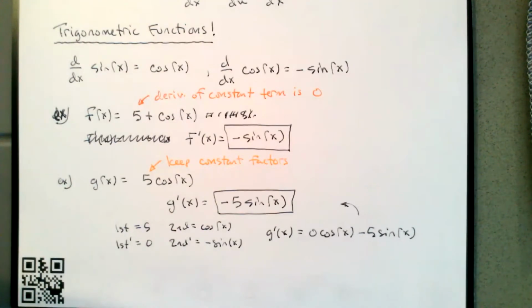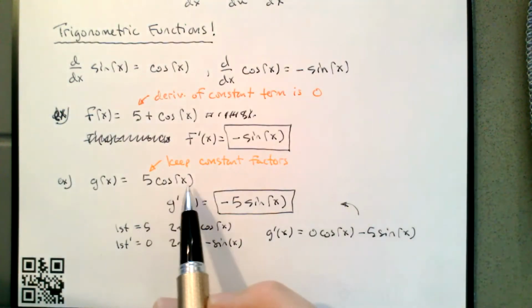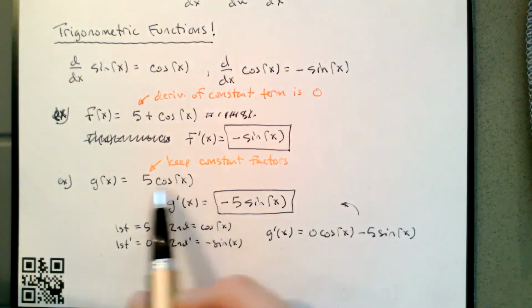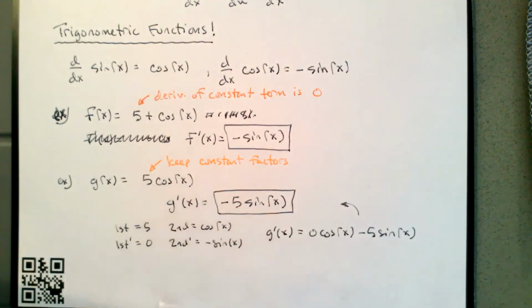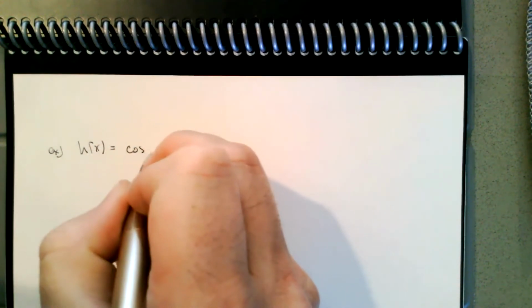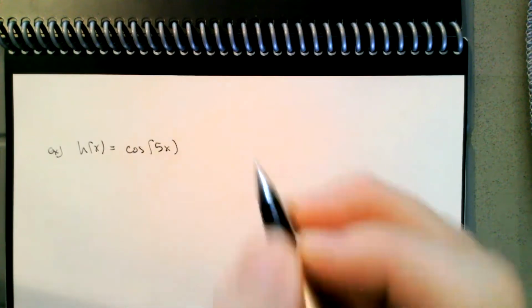So let's take the 5 and move the 5 to the other side of cosine. Right now, the order of operations in 5 cosine x is to start with x, find the cosine of x, and multiply the result by 5. Let's switch that order of operations, and let's say h of x is the cosine of 5x.